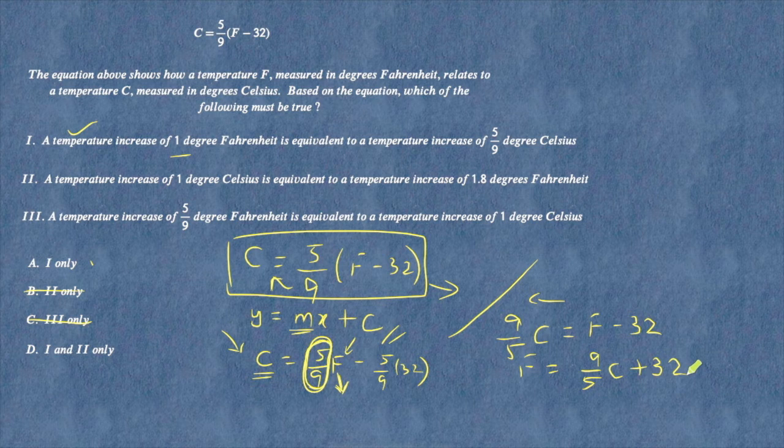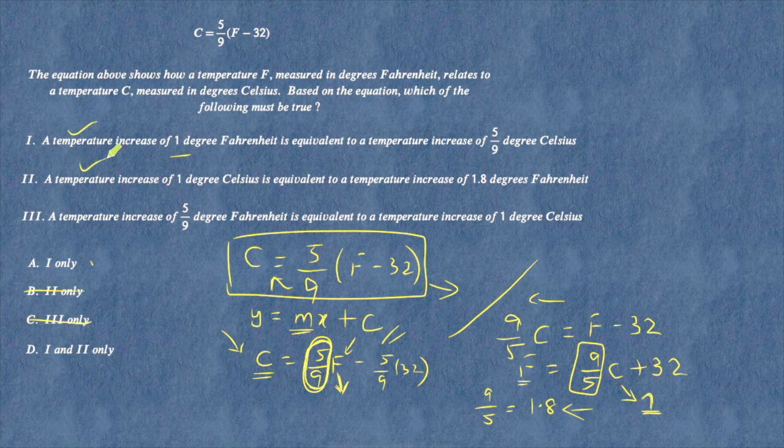So in this case, for every increase of 1 degree Celsius, Fahrenheit will increase by 9/5 because that is the slope. Now, what is 9/5? Unfortunately, you cannot use a calculator. So if you just divide 9/5, you'll get 1.8. If you look at answer choice 2, it says a temperature increase of 1 degree Celsius. For every increase of 1, F increases by 1.8. So 2 is also true.